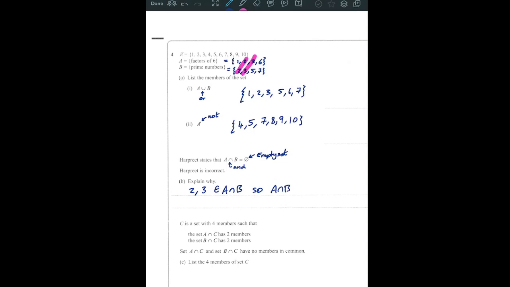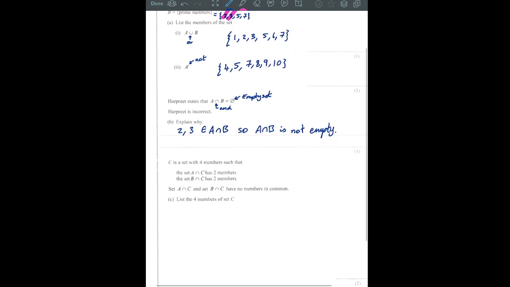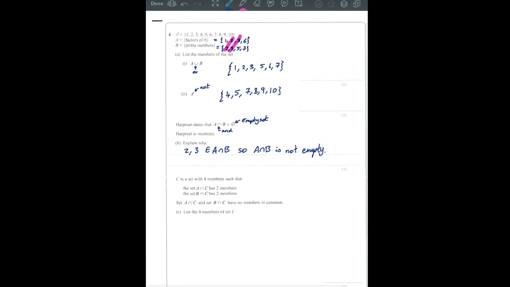So A intersect B is not empty. We found some things which are in both of them. Set C, a set with 4 members. The set A intersect C has 2 things. So there are 2 things which are in A and in C.